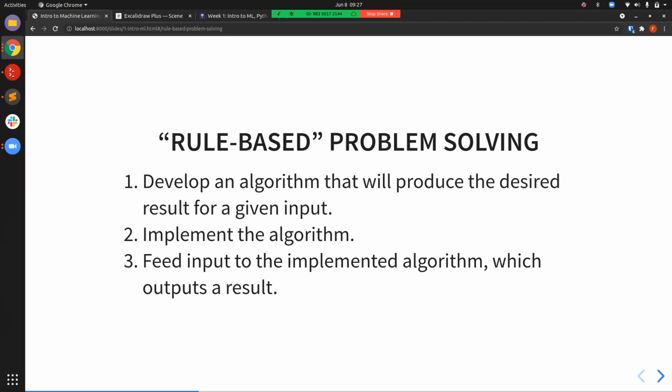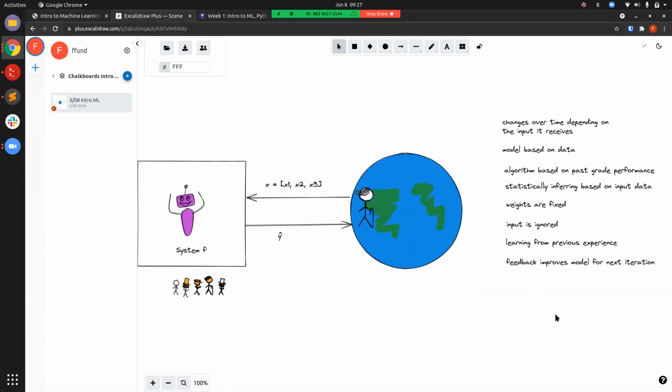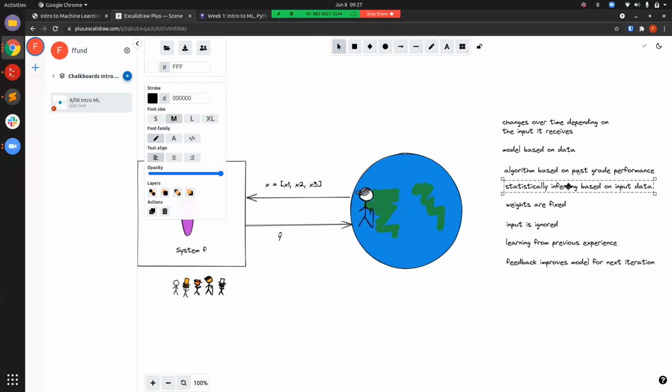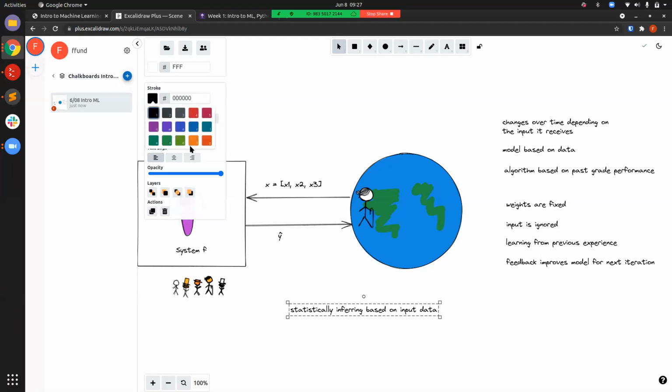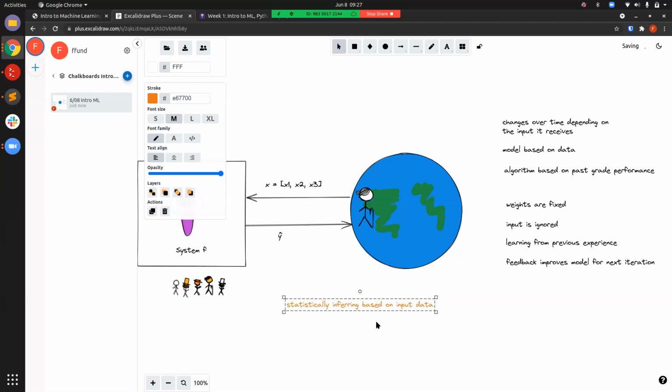For example, x1, x2, x3, that's input. Then you implement the algorithm in code. You feed the input to the algorithm, it will output a result. Okay. So with that in mind, if we produce some output based on input data, that's true of a rule-based algorithm also, so one that's not machine learning.